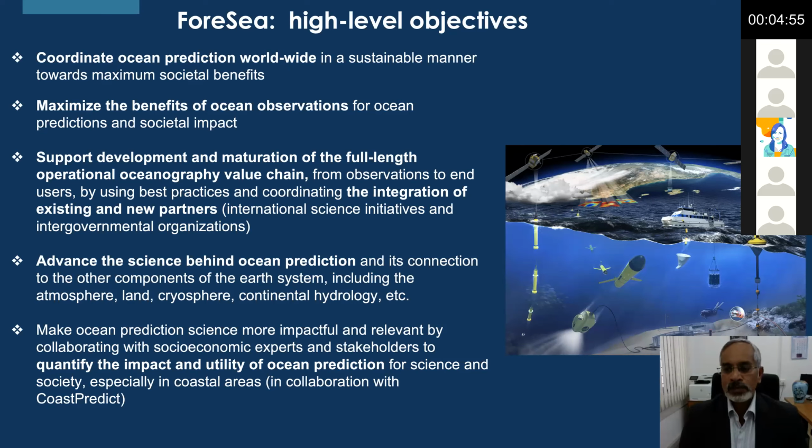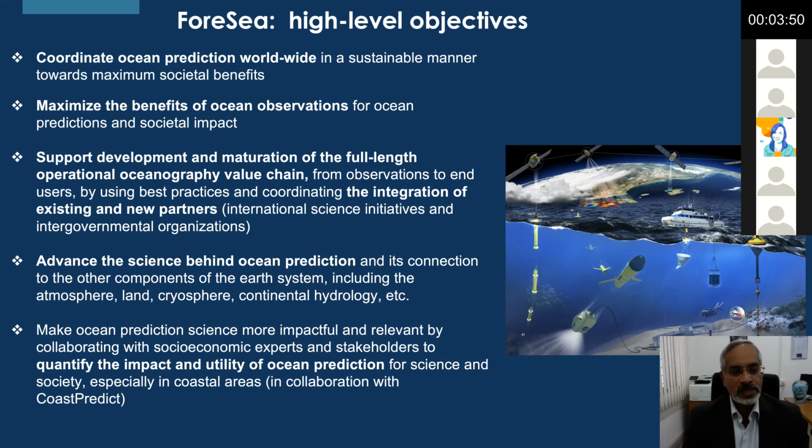In order to extend the vision and transform the capacity of ocean prediction, we have certain high-level objectives. These are listed here. The first is to coordinate ocean prediction worldwide in a suitable manner towards maximum societal benefits. The second is to maximize the benefits of ocean observations for ocean predictions and societal impact. The third is to support development and maturation of the full-length operational oceanography value chain from observations to the end users by using best practices and coordinating the integration of existing and new partners, such as international science initiatives and intergovernmental organizations. The fourth is to advance the science behind ocean prediction and its connection to the other components of the Earth system, which includes atmosphere, land, cryosphere, continental hydrology, etc.